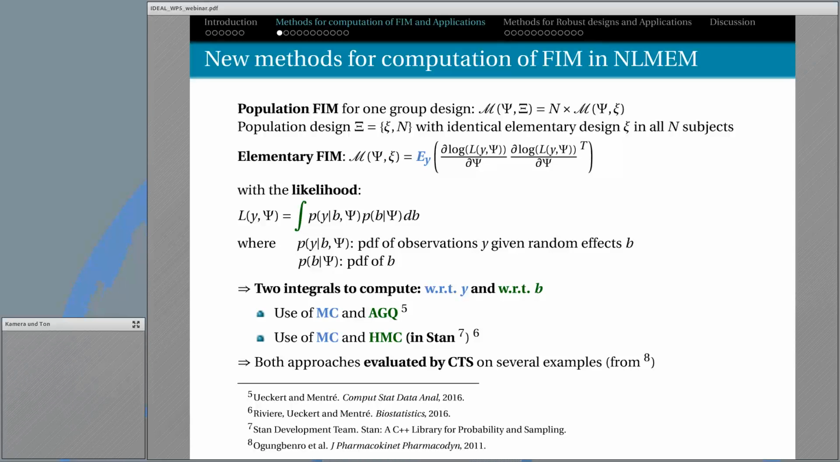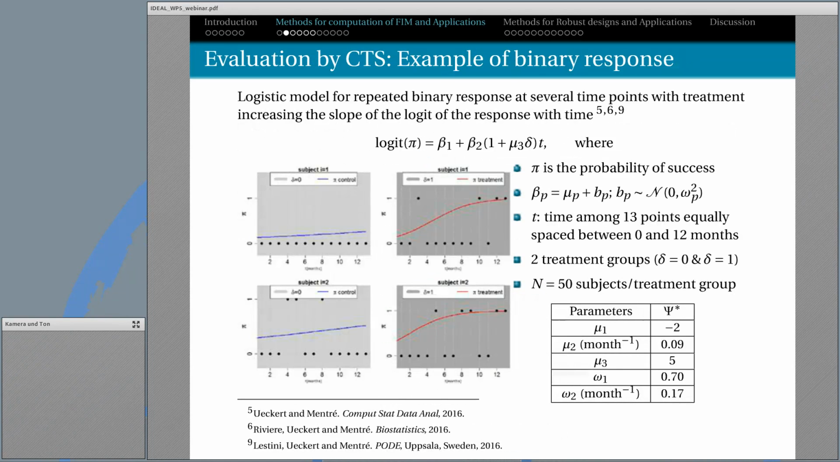So first, we evaluated both approaches by clinical trial simulation on two examples. The first example is a longitudinal binary response, where we have a logistic model for a repeated binary response over time. We assume that we have two groups of patients, denoted by delta. When delta equals 0, we are in the control group, and delta equals 1, we are in the treatment group.